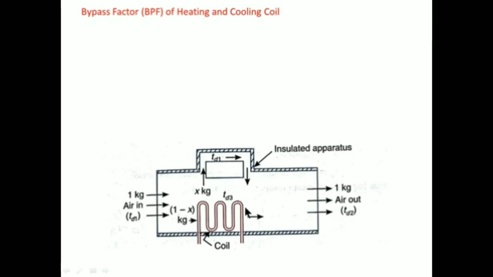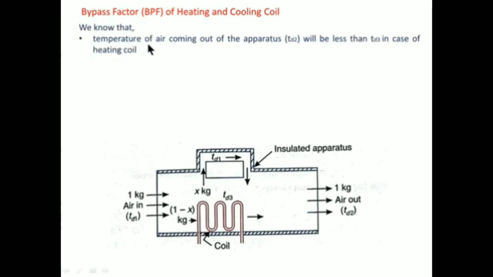So TD3 is the temperature of the coil. Now we know that the temperature of air coming out of the apparatus, TD2, will be less than TD3 in case it is a heating coil. So TD3 will be more. After the sensible heating process, TD1 will increase to TD2. So still it will be less than TD3.